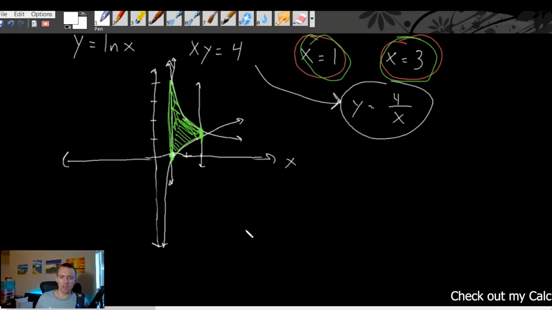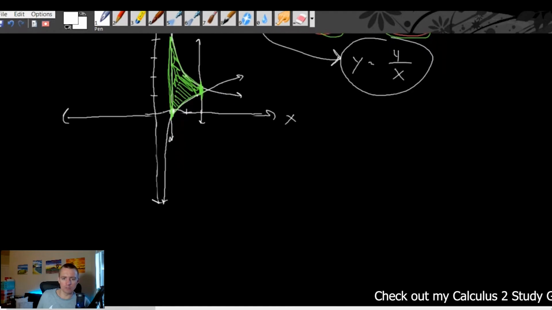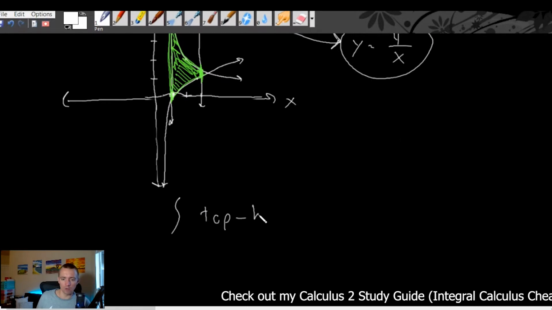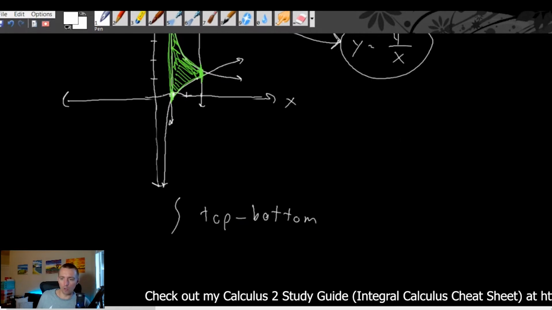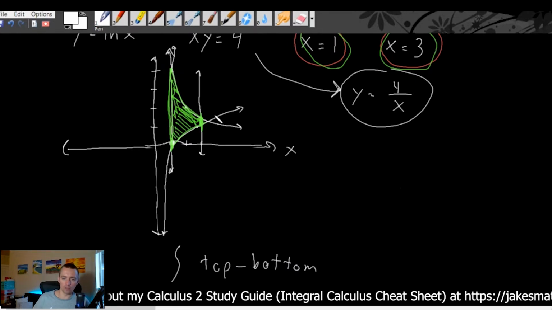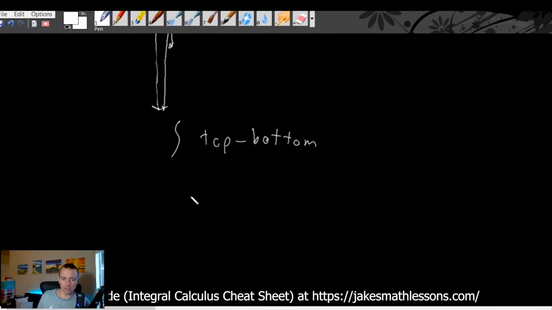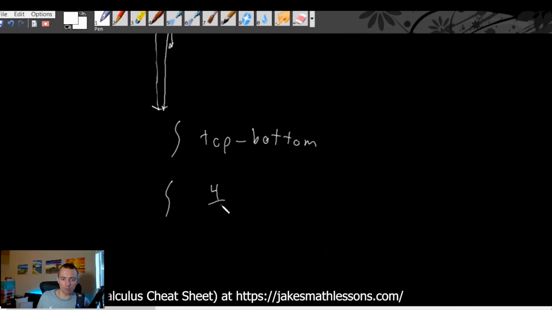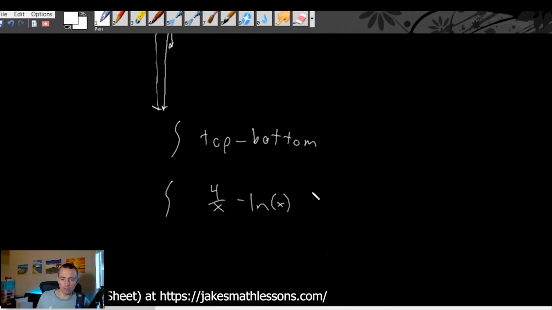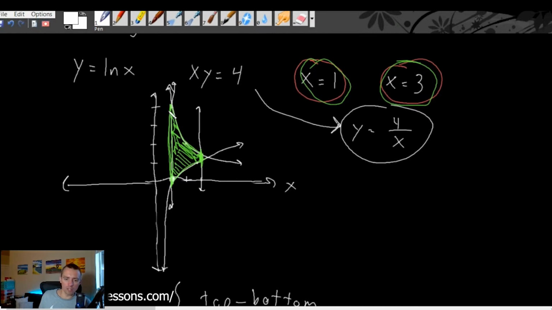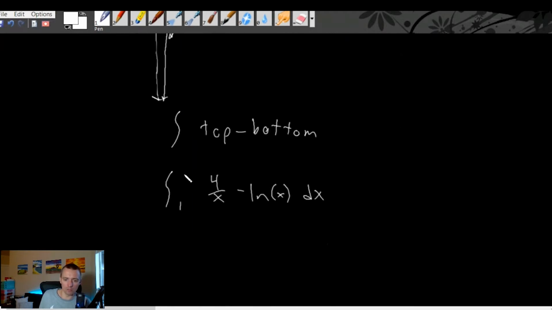All right, so now that we've got that, going back to the formula on my study guide, we're going to do the integral of our top function minus our bottom function. Like I just pointed out, our top function is 4 over x all the way through, and our bottom function is ln of x all the way through. So that's going to be pretty straightforward. We're going to take the integral of 4 over x minus the integral of natural log of x with respect to x. And then we know that our left edge is x equals 1, and our right edge is x equals 3. So that's going to be the bounds of our integral from 1 to 3.